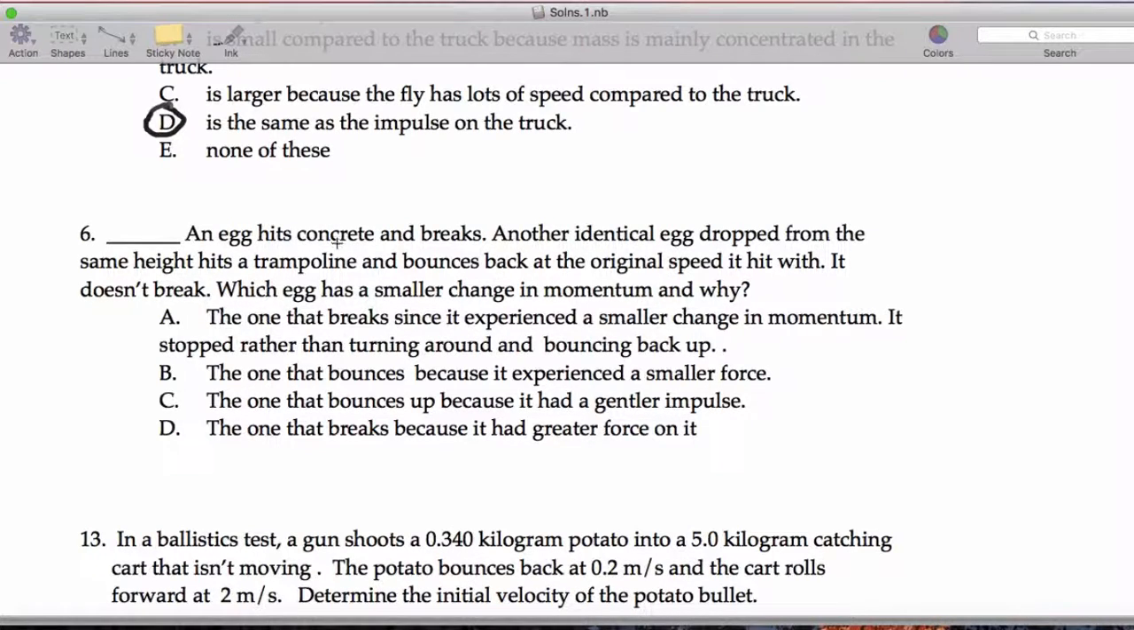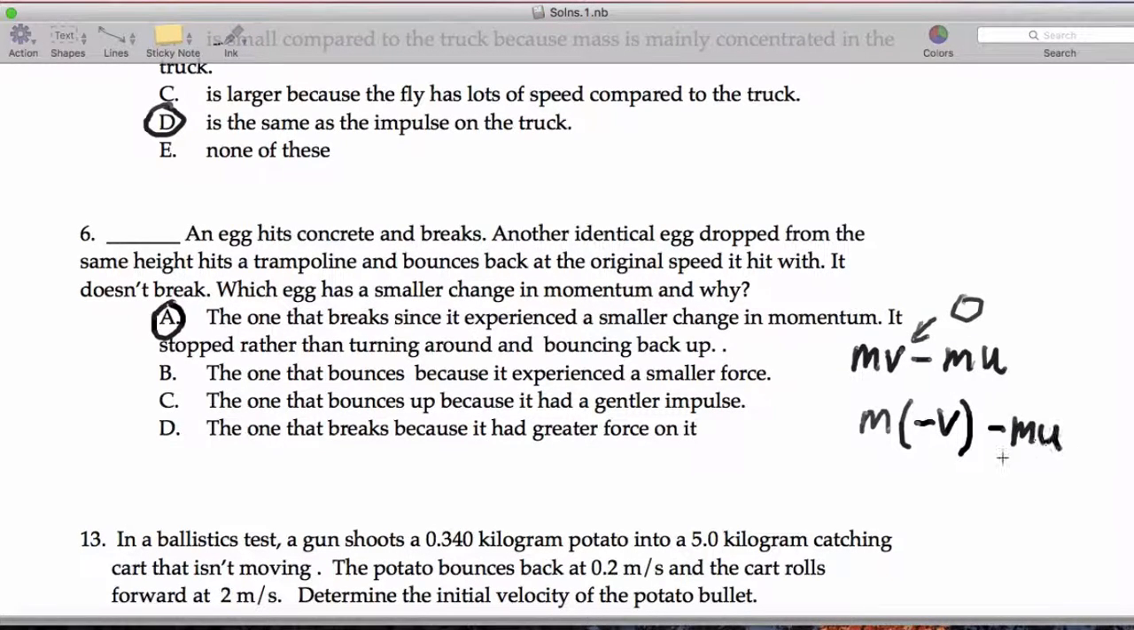Let's be really clear. The one that breaks experienced a smaller change in momentum because it stopped. The force may be bigger on it, but we're not asking about force. We're asking about change in momentum, which is mv minus mu. So the egg that broke simply had mv minus mu as its impulse, where v is just going to be 0, whereas the egg that doesn't break has some kind of negative upward speed. And so the absolute value is going to end up being bigger.